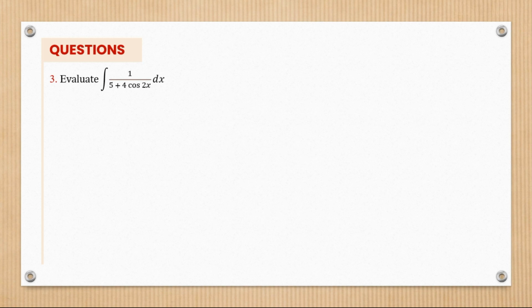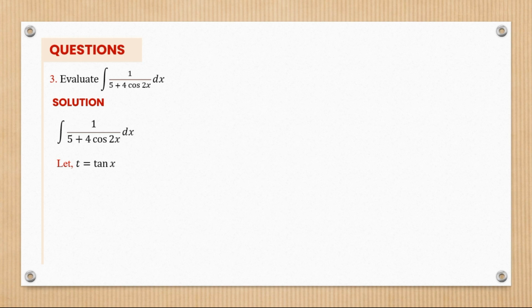So question number 3, we're being told to evaluate the integral of 1 over 5 plus 4 cos 2x. Now in this case, we've actually been given this in terms of a double angle format. So what do we do? Here, we'll have to integrate it this way. So we have the integral of 1 over 5 plus 4 cos 2x dx. Now we're going to let t be equal to tan x.